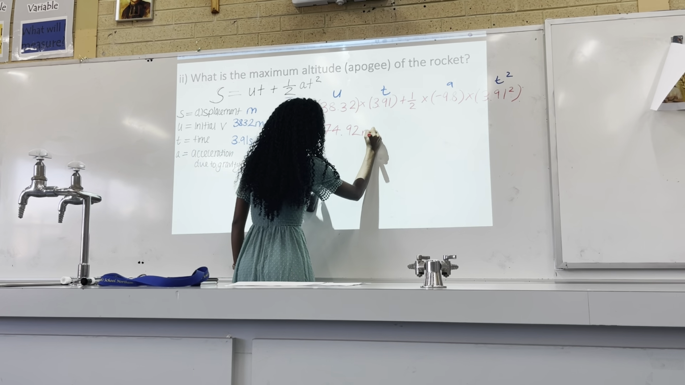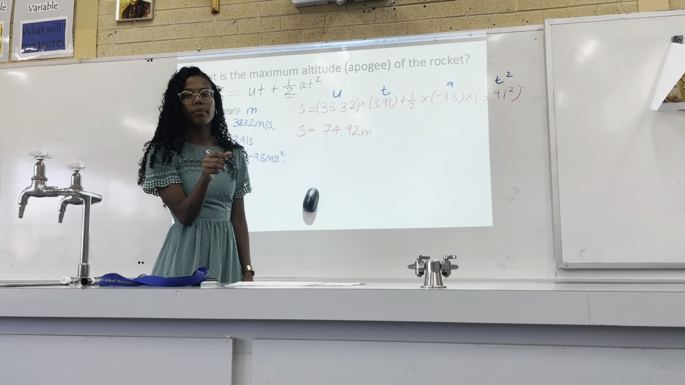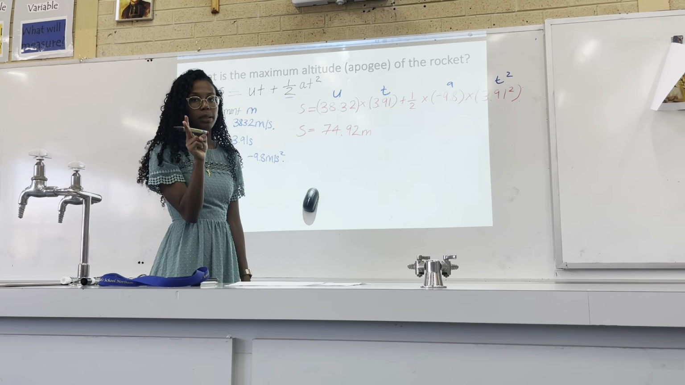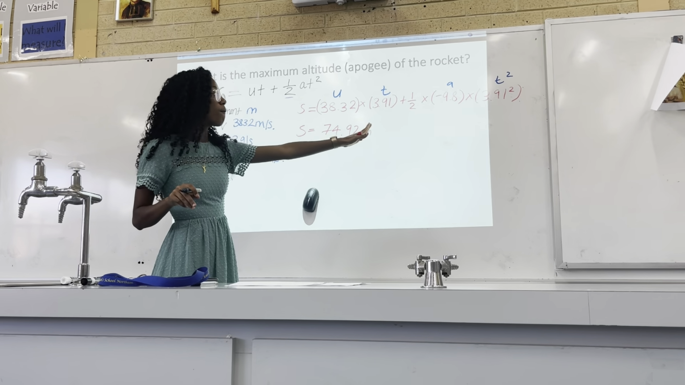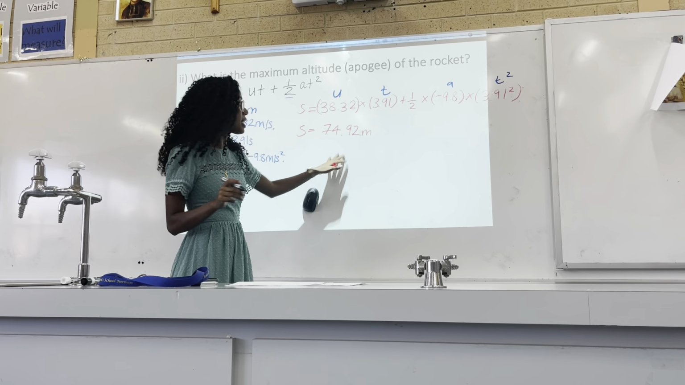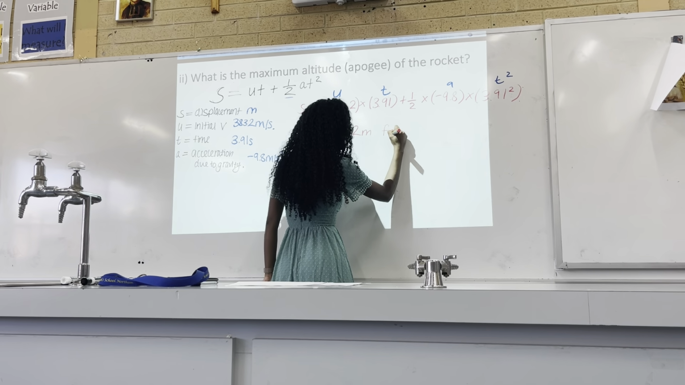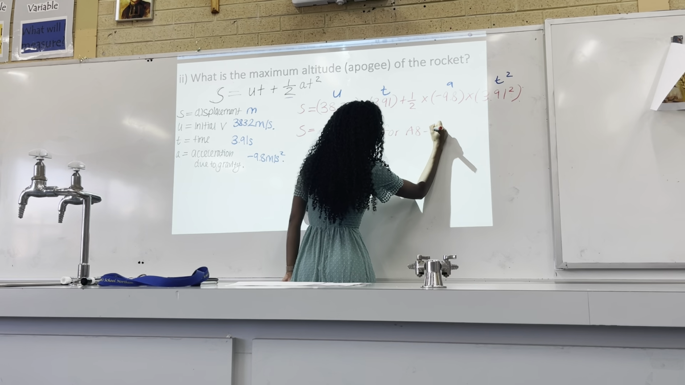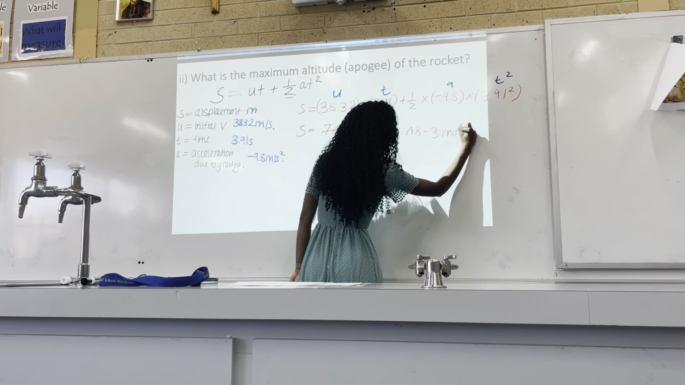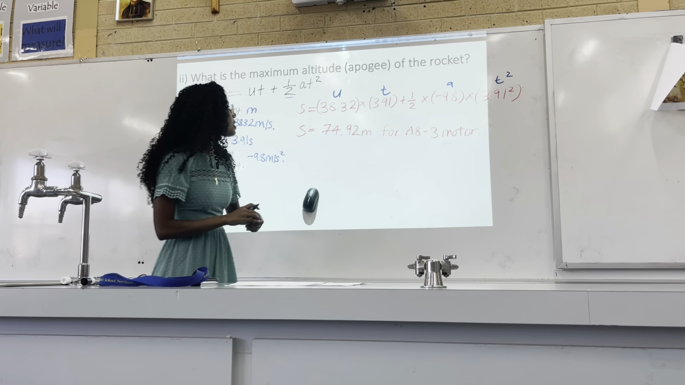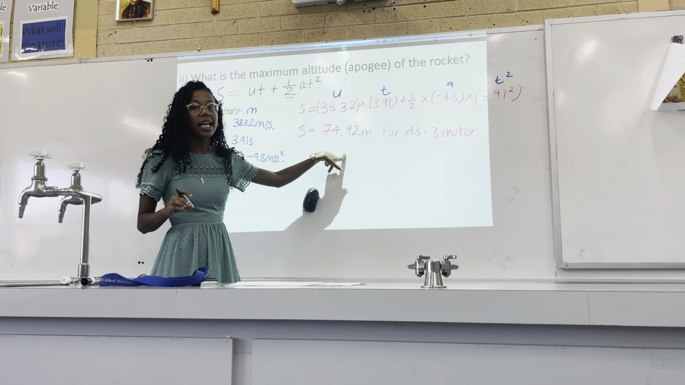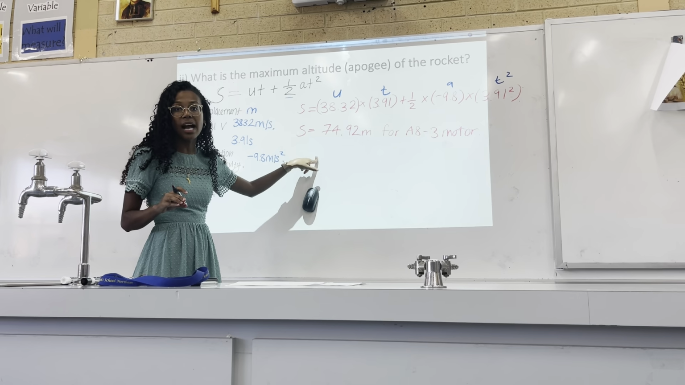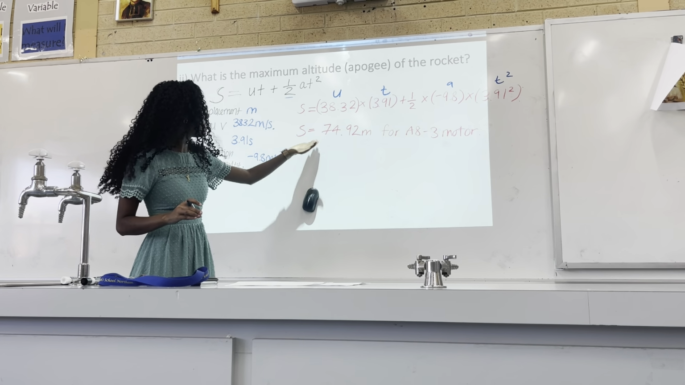74.92 meters. I rounded this number to 2 decimal places. So we say that the maximum altitude for our rocket using the A83 motor is 74.92 meters. That is the highest it got to before it started coming down.